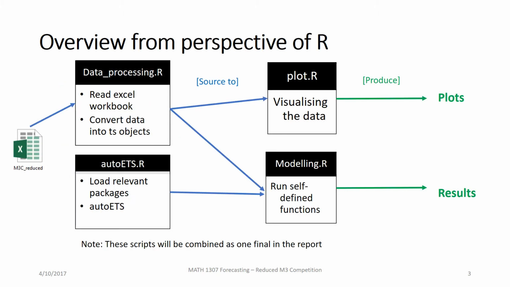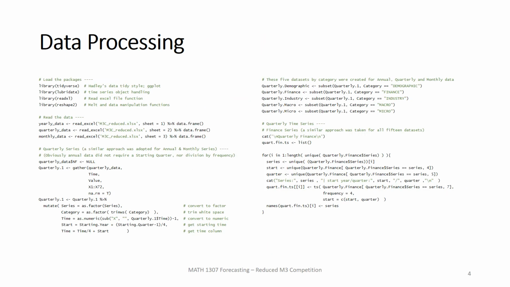The 303 datasets of the reduced M3 data were processed using two R scripts. The first of these was used to generate plots and also used in modelling, while the second was used in conjunction with the first to assess possible state space models. The data was read into R as a data frame. It was converted from wide form to long form using the gather function. Example script is displayed for the quarterly data.